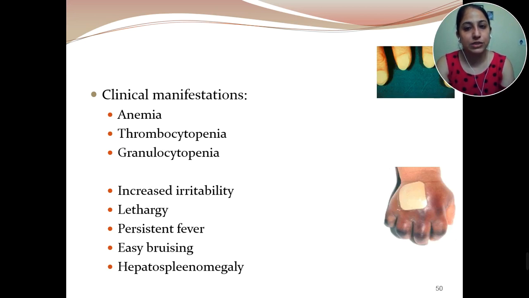The clinical manifestations include anemia, thrombocytopenia, granulocytopenia. Now the main reason for the decrease in other cells is because the bone marrow is producing more of WBCs and hence the production of rest of the cells eventually decreases, thus leading to decrease in RBCs and hence anemia, thrombocytopenia or granulocytopenia. The WBCs also that are produced are more of immature type and thus do not serve the purpose or the function of WBCs. There is increased irritability, lethargy, persistent fever, easy bruising and hepatosplenomegaly.